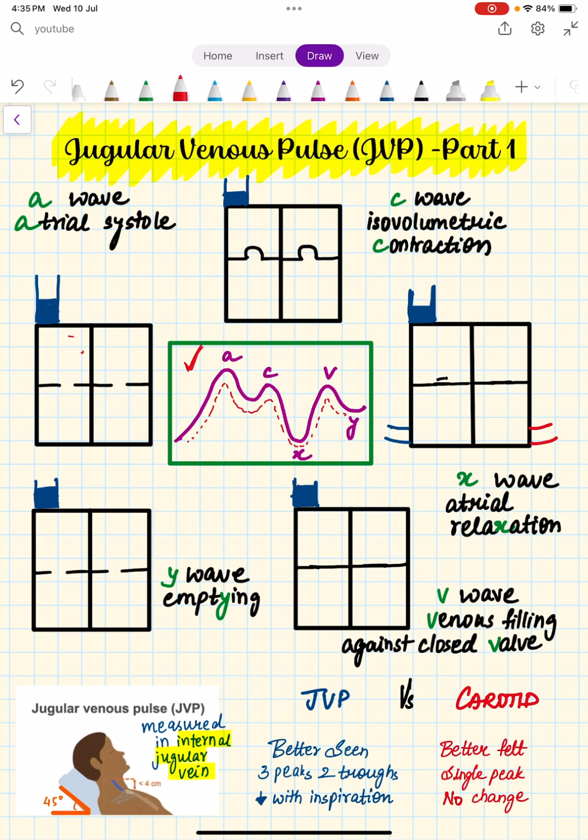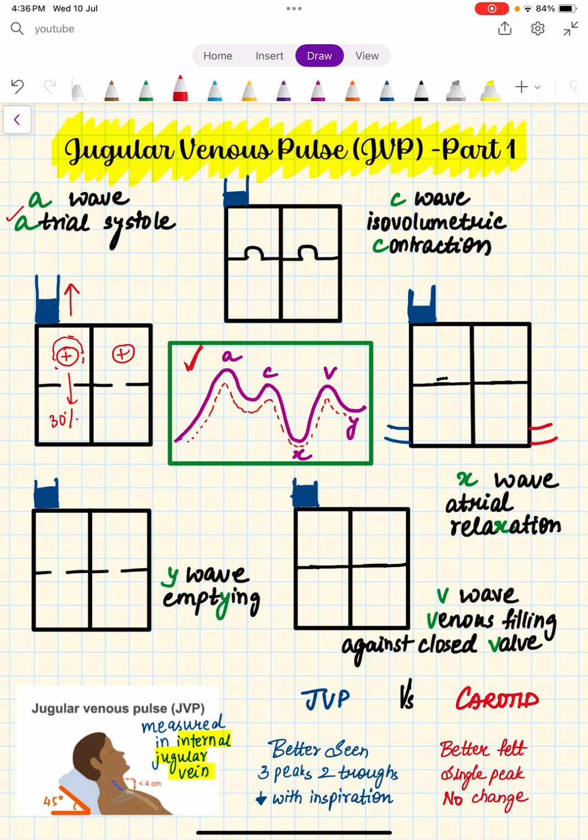The first wave that we see is called the A wave, which corresponds to the atrial systole. During atrial systole, which occurs in the last part of the diastole, about 30% of the blood enters into the ventricles. So whenever the atria contract, this causes an increase, or a positive deflection, of the JVP.